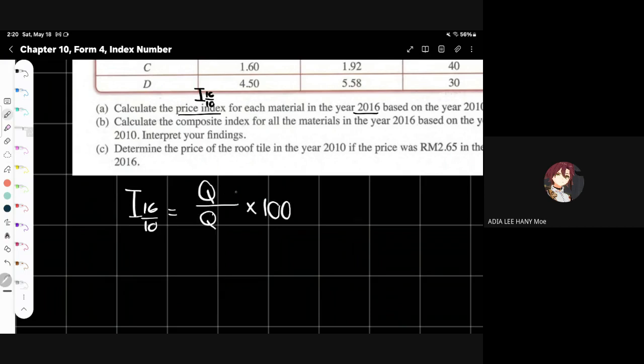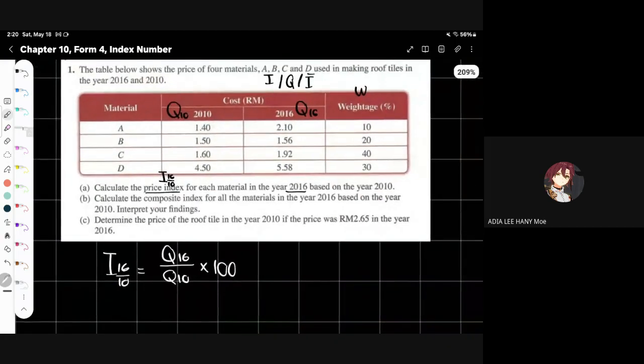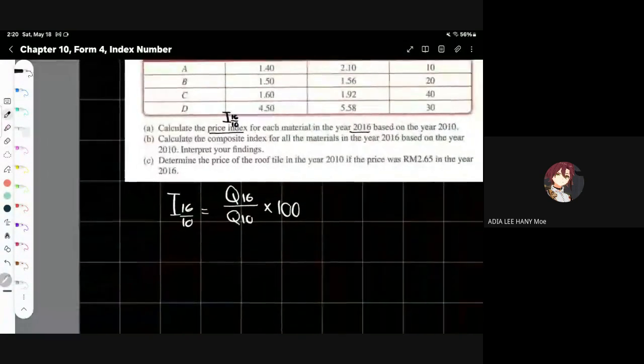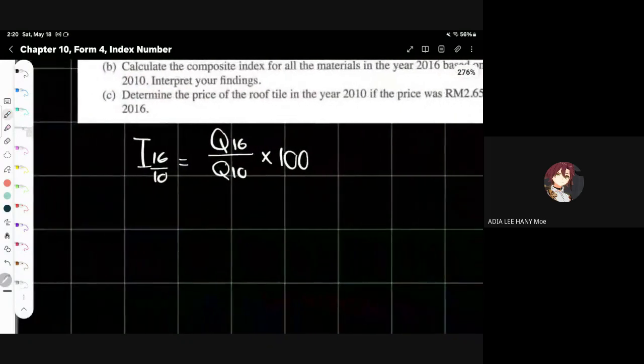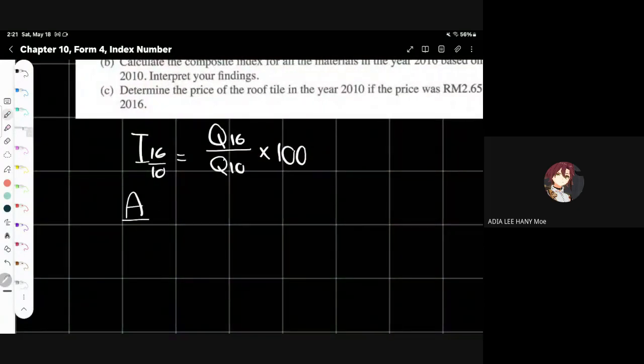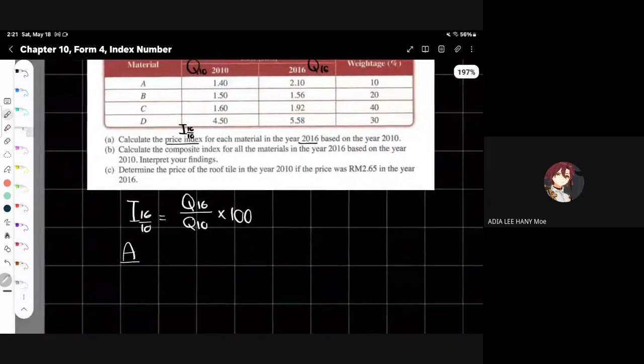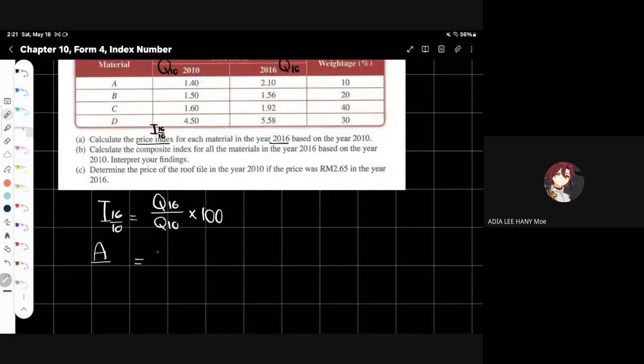What number should go here? 16. What number should go here? 10. So we can just substitute. They want the price index for each material, so let's go one by one. For A, what is the cost here? The cost here, 2016, is 210. So 210 over 140 times 100. If you use a calculator, you will get 2.1 times 100 divided by 1.4, which is 150.